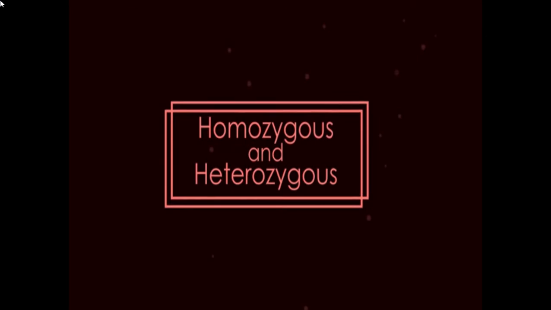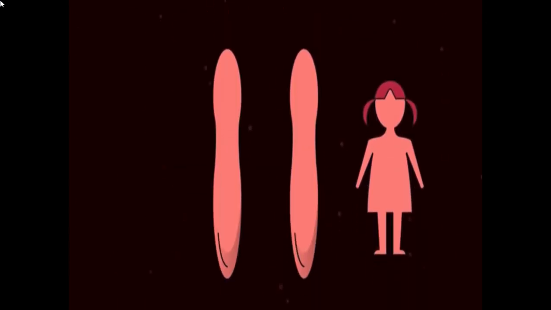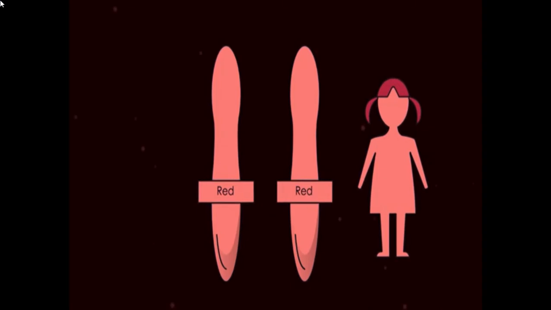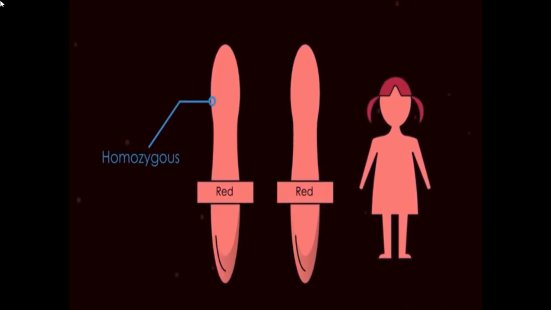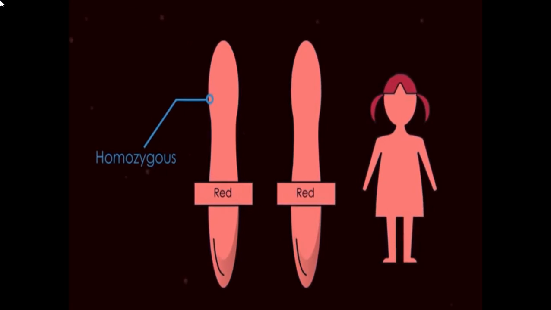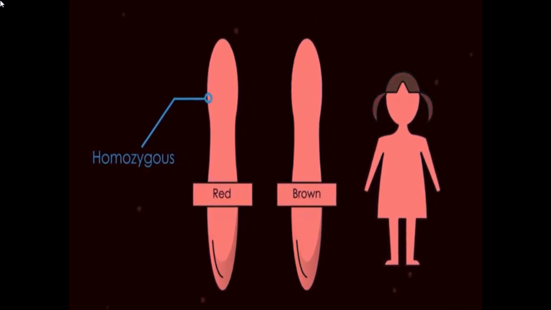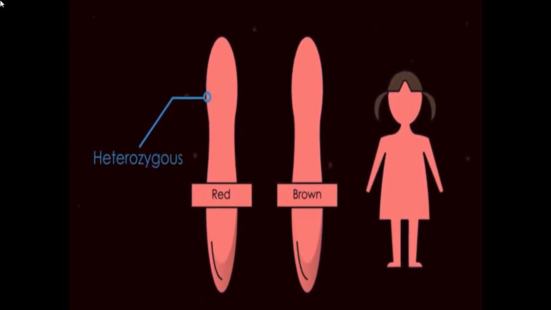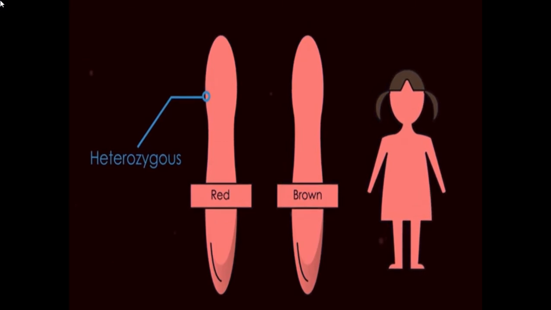Alternative forms of a given gene are called alleles. When an individual has two of the same allele, so both coding for red hair, they are homozygous. Both genes are identical. Whereas if one allele codes for red hair and the other for brown hair, they are heterozygous. Two different forms of the same gene are present.